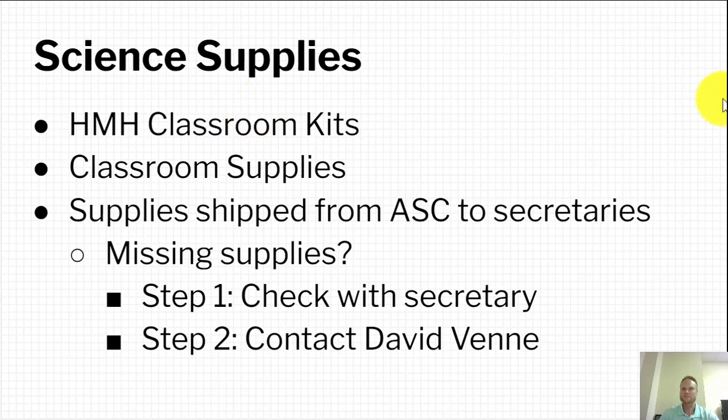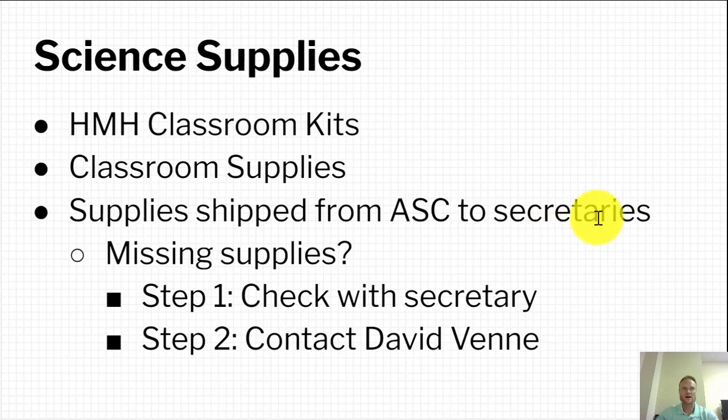If you're missing supplies, the first stop would be to check with your secretary and see, did anything come in inter-school mail to help with my science instruction? If they say no, then step 2 is to please contact me, either via email, Google Chat, call me, whatever route you want to go, and how I can quickly get you those supplies. So those are some of the things that happened last year around science.